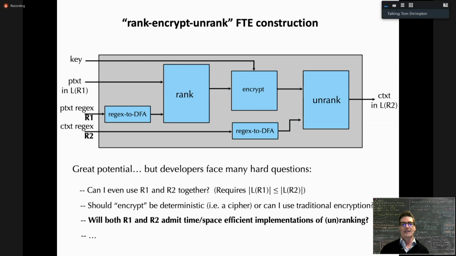Other than it has to be the case that the number of plain texts that you can put in can't be more than the number of ciphertexts you get out. That's pretty obvious as soon as you say it, because if you had more plain text than ciphertext, then you couldn't decrypt uniquely every ciphertext, right?